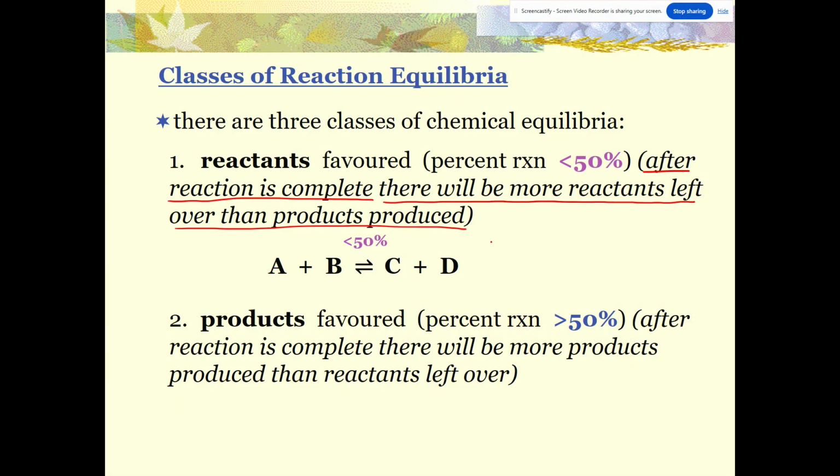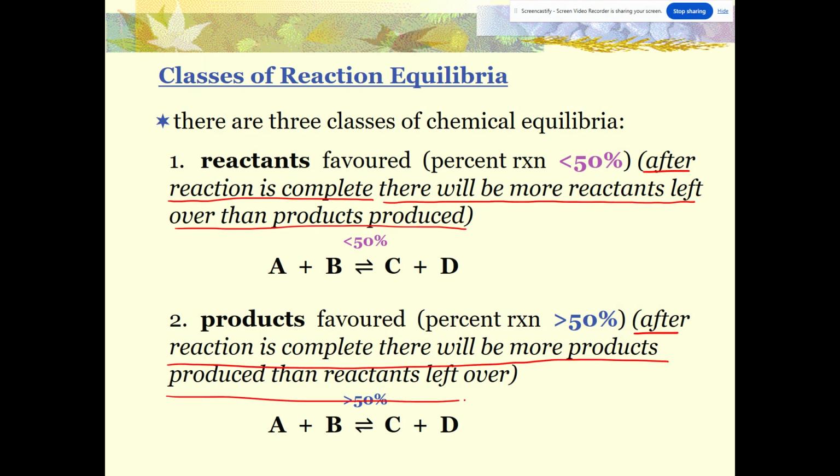If it is product favored, above the arrow we put greater than 50%, and at that point, after the reaction is complete, there is more products than reactants left over. So we can compare the relative concentrations of everything. If there's more reactants left over at the end, then we say it's reactant favored. If there's more products left over at the end, then we say that it is product favored.